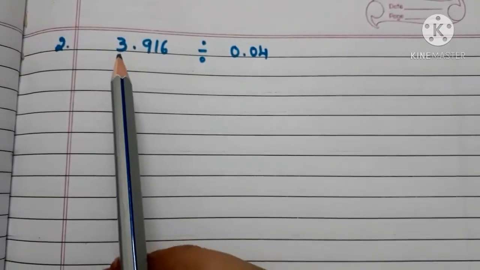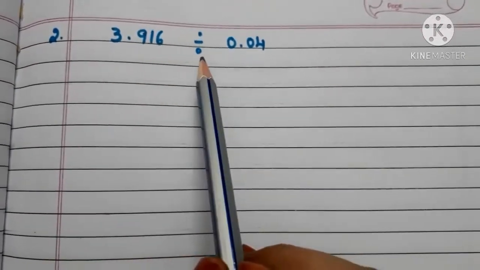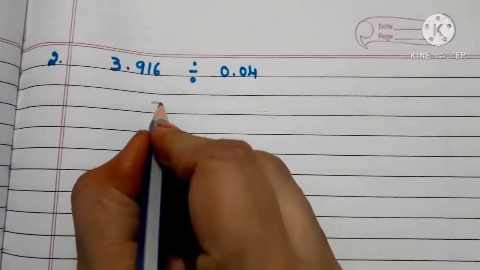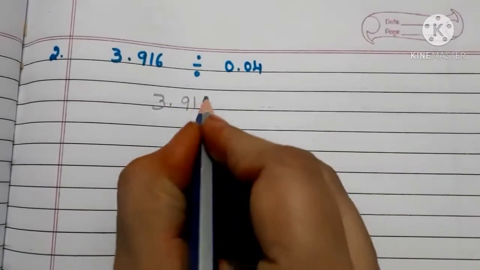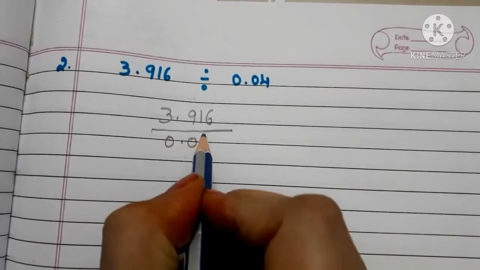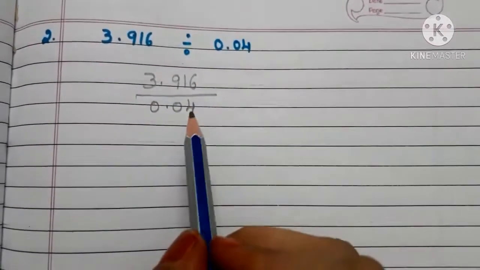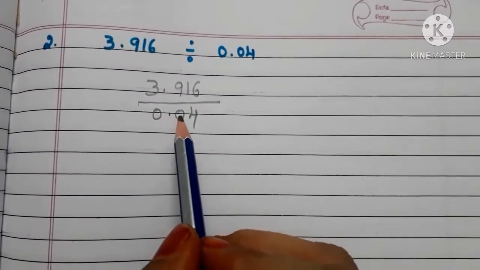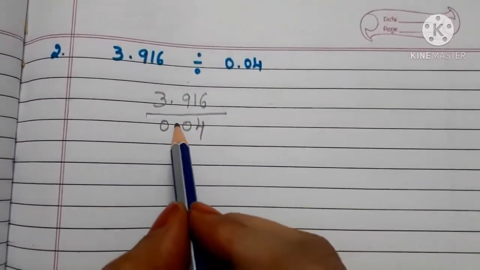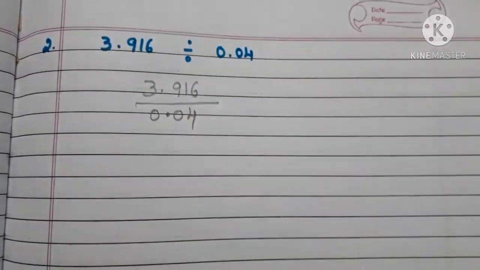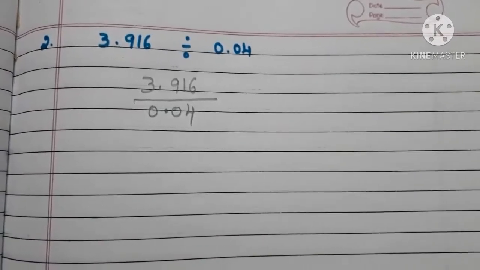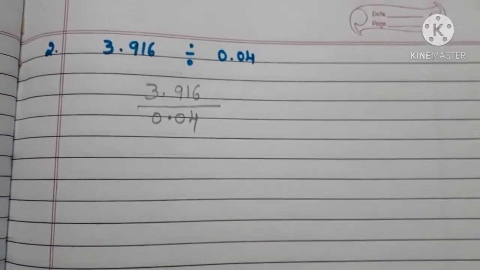Here we have 3.916 divided by 0.04. First we have to write like this: 3.916 by 0.04. Okay. Now we have to make 0.04 as a whole number. In 0.04 decimal point after how many digits are there? 2 digits are there. So we have to multiply the numerator and denominator with the number 100.